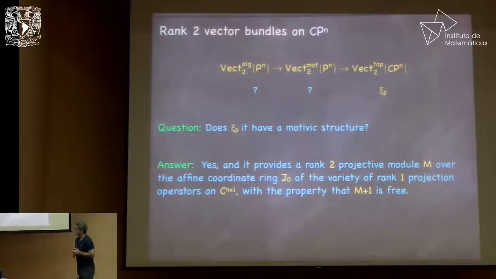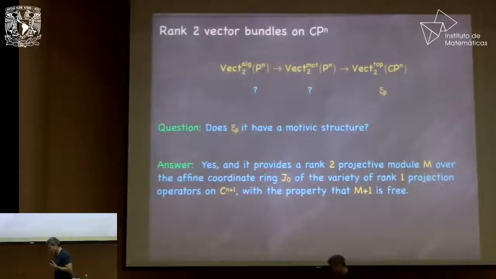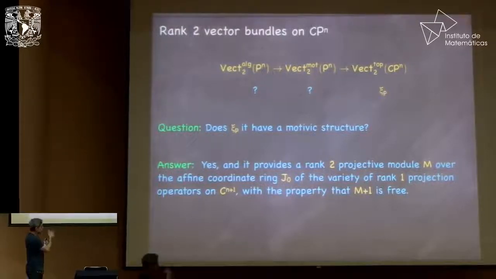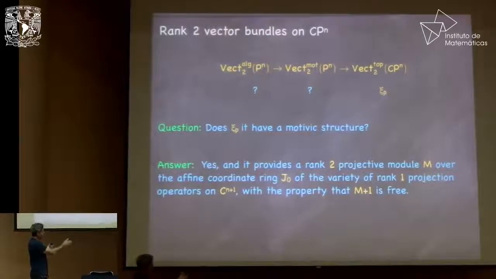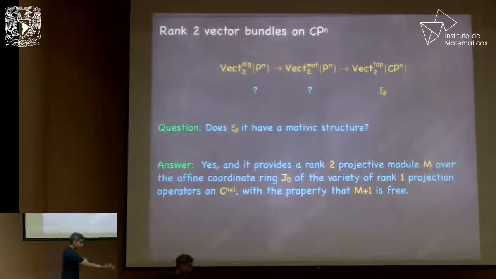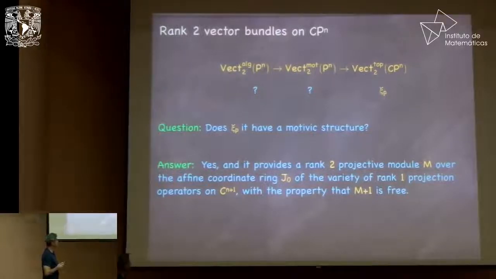And you can translate that into an assertion in algebra. So it says there's a module over that ring J0, the degree zero part of that ring I wrote down. There's a rank two module with the property that when you add a free module, a rank two projective module, so when you add a free module to it, it becomes free, but it's not free. And you know it's not free because when you realize it in topology, it corresponds to this interesting non-trivial vector bundle. So this is a rank two module. I have no idea how to construct, how to write down using algebra.